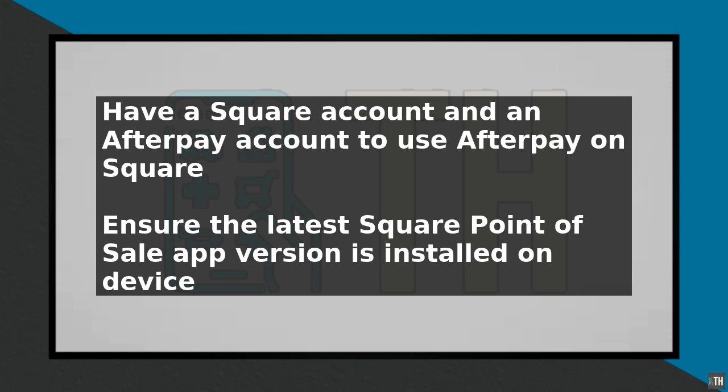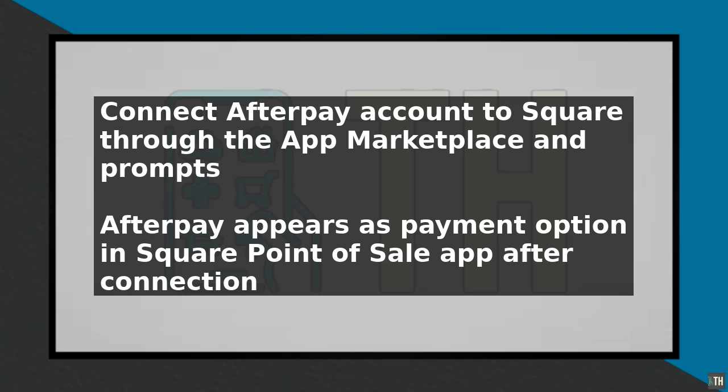Follow the prompts to connect your Afterpay account to Square. Once connected, you will see Afterpay as a payment option in the Square point of sale app. To process an Afterpay transaction, ring up the sale as you normally would. Then select Afterpay as the payment method.